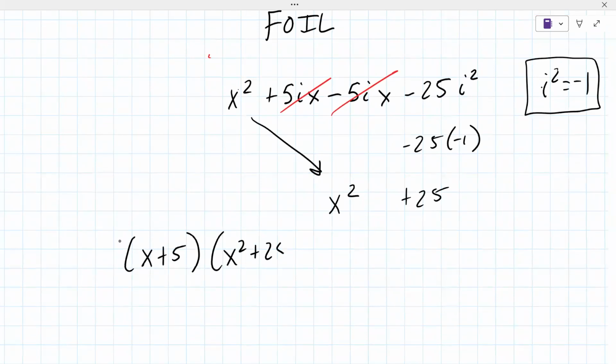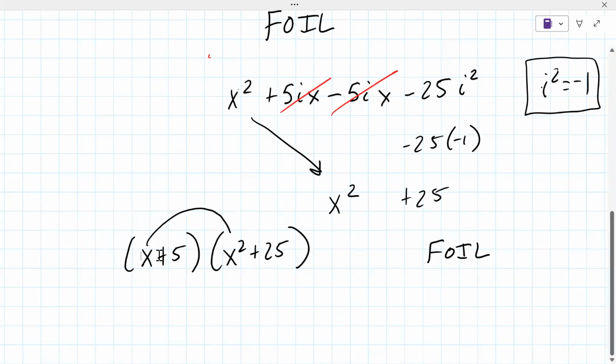times x squared plus 25. And now you unfortunately have to FOIL again. So we're going to take this x times x squared. And let me know if you need to get caught up here. If I'm going too fast or you don't have time to write down, just say, hey, Matthew, slow down. Are you good to proceed? All right. x times x squared.